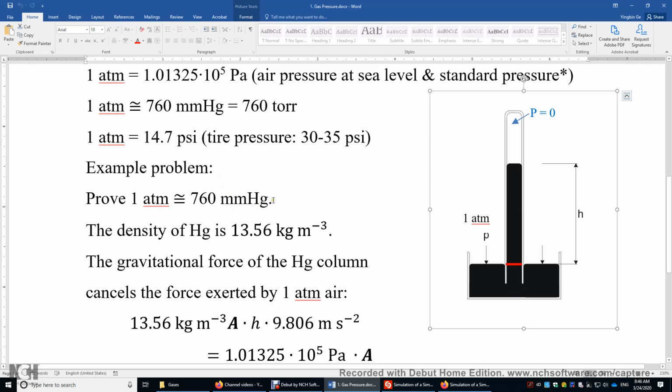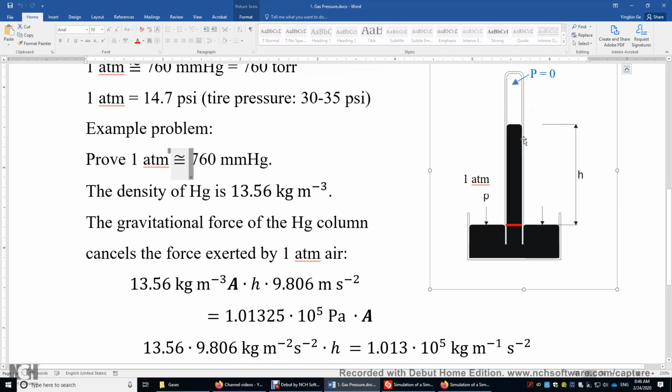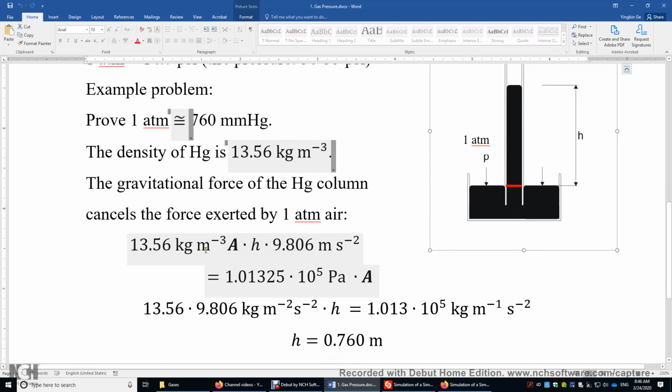How do we do this? We need to look up the density value of mercury, which is 13.56 kilogram per cubic meter. This is a really big number. Remember, water has a density of 1 kilogram per cubic meter. The gravitational force of this mercury is simply the mass multiplied by the gravitational acceleration. So we have the mass here, the density times the volume times the gravitational acceleration, and this number gives you the force exerted by the mercury column to this red surface area.